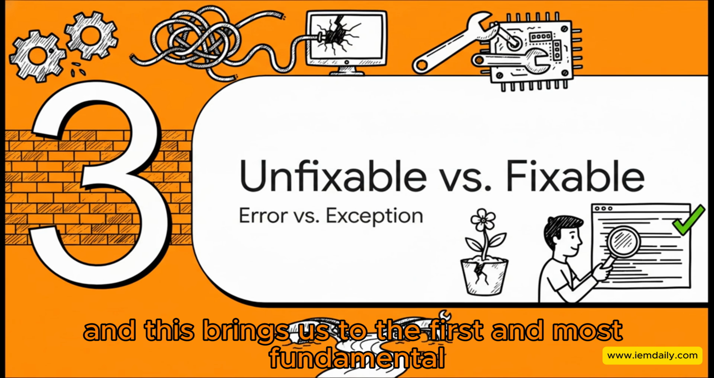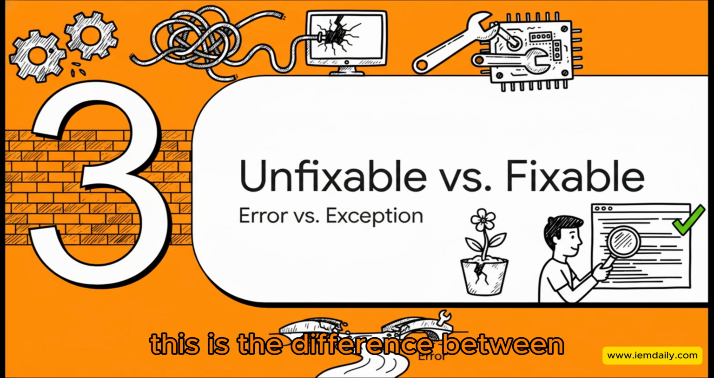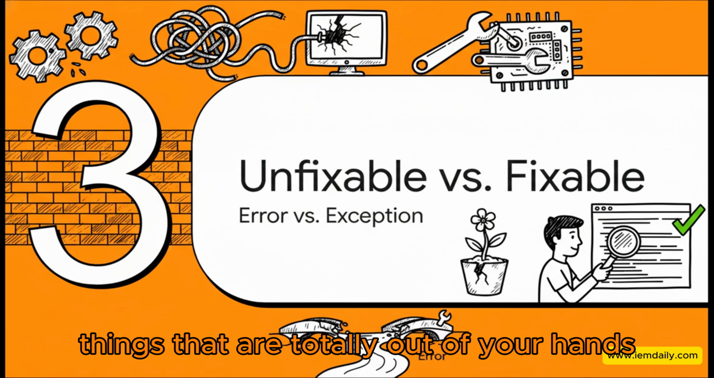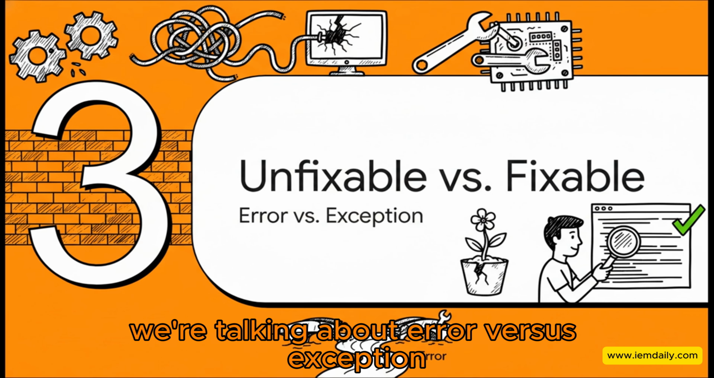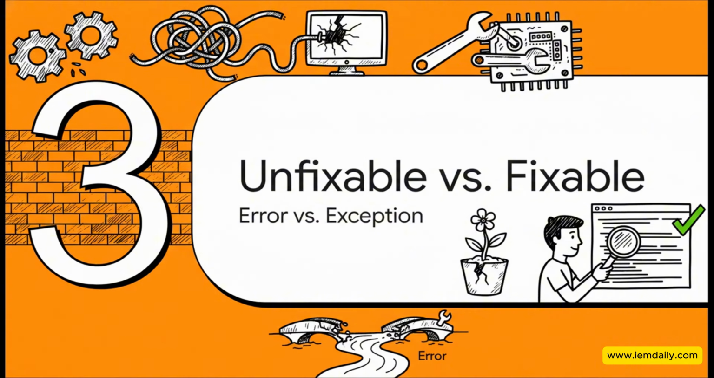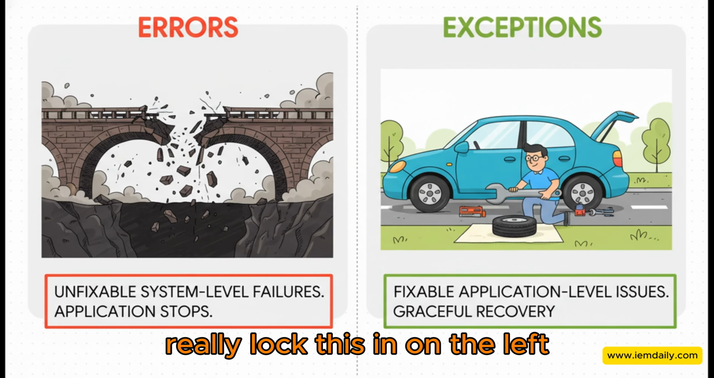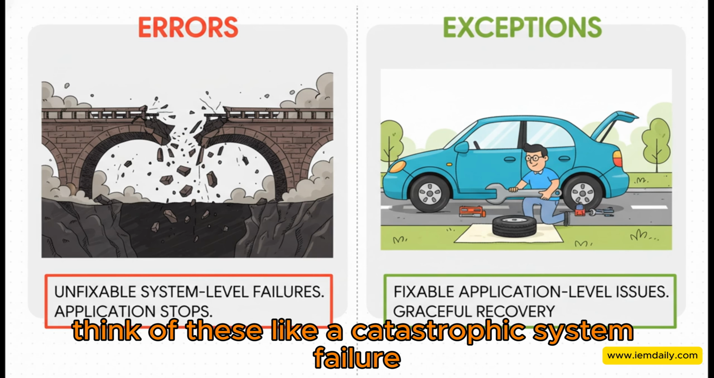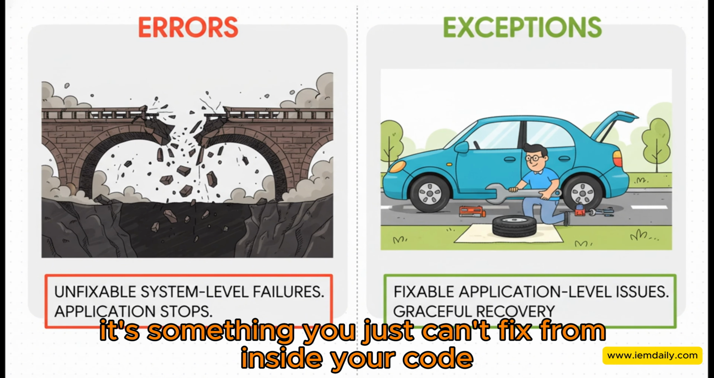And this brings us to the first and most fundamental split in the entire hierarchy. This is the difference between things that are totally out of your hands and things that are absolutely your responsibility to manage. We're talking about Error versus Exception. Okay, this slide is so important. Really lock this in. On the left, we have errors. Think of these like a catastrophic system failure. The bridge is collapsing, the power grid went out. It's something you just can't fix from inside your code.